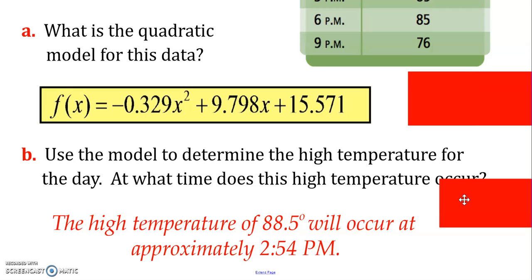Okay, so just another reminder, when you get 2:54 p.m., that's because your calculator, for a maximum, probably spit out 14 point blah, blah, blah, and we had to convert that to regular time from our 24-hour clock. So it would have been 14.9.